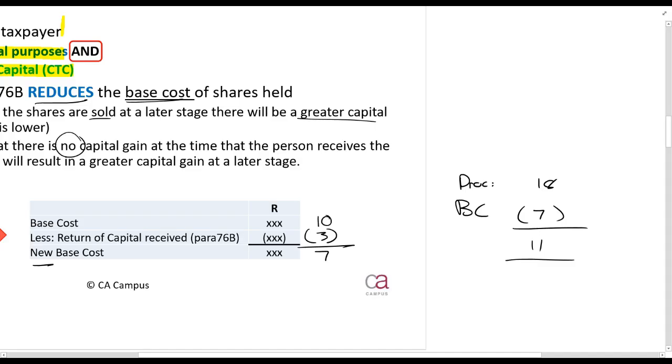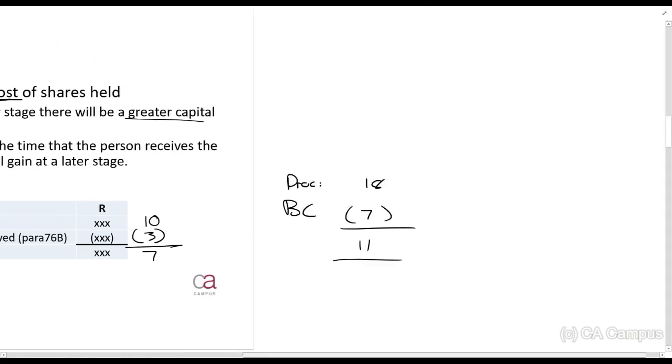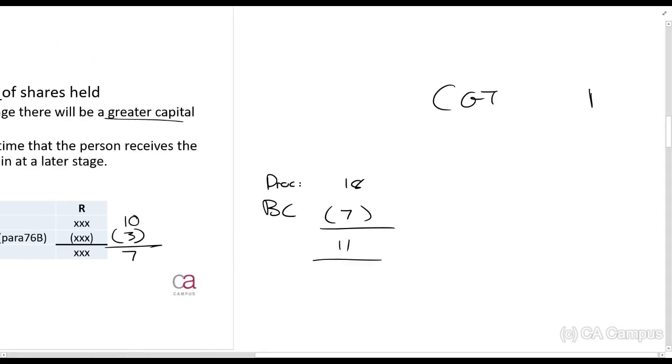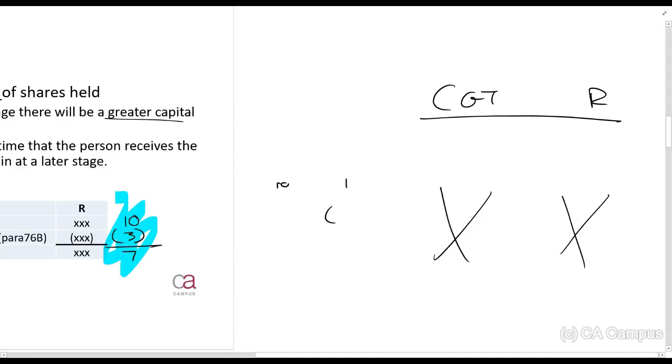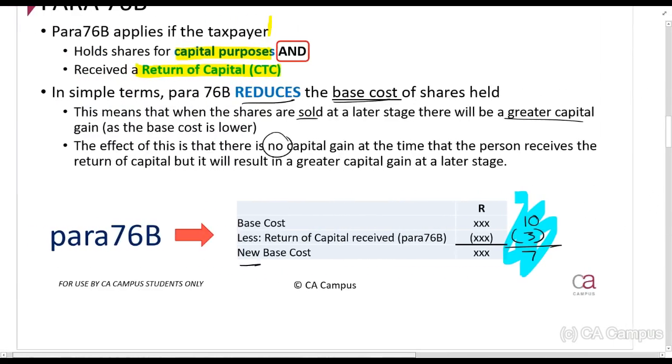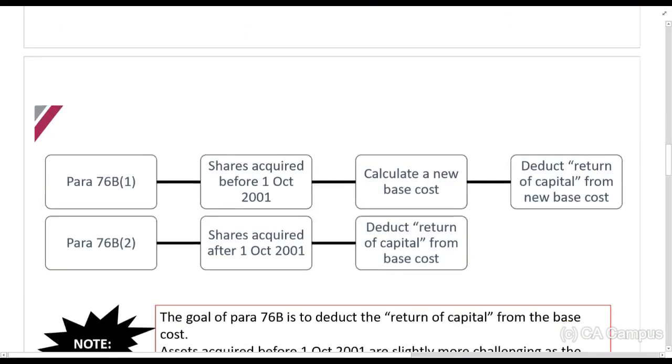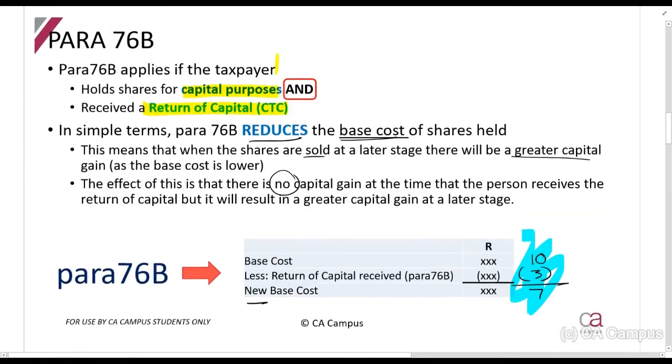Okay, so very important. If you hold shares as an investor and the company pays back a return of capital, you make the base cost of your shares less. So this is my CGT column, this is my rands column. When this happens, nothing gets included here, guys. This is just a calculation that we perform. When we then later sell the shares, it will go into our correct portion. But now, that's what I said here is the most important.